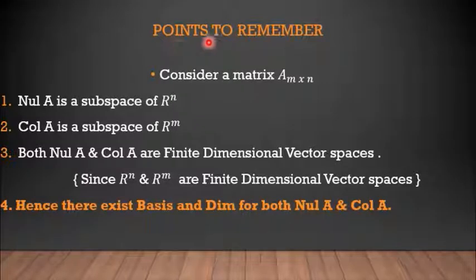And we can remember some points regarding null A and column A together. Suppose consider a matrix A of order m by n. Then first one, null space of A is a subspace of Rn. We will prove this later as a theorem. Similarly, column space of A is a subspace of Rm, where m is the number of rows. The third point, both null space A and column space A are finite dimensional vector spaces, since Rn and Rm are finite dimensional vector spaces. Hence, there exists a basis and dimension for both null A and column A.